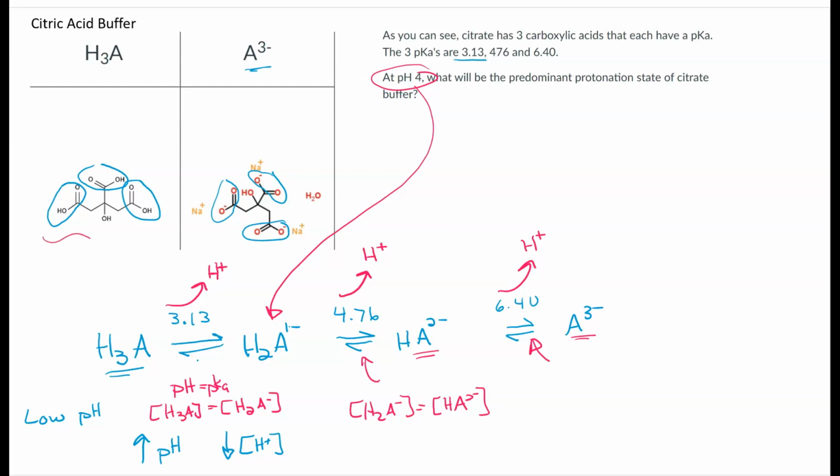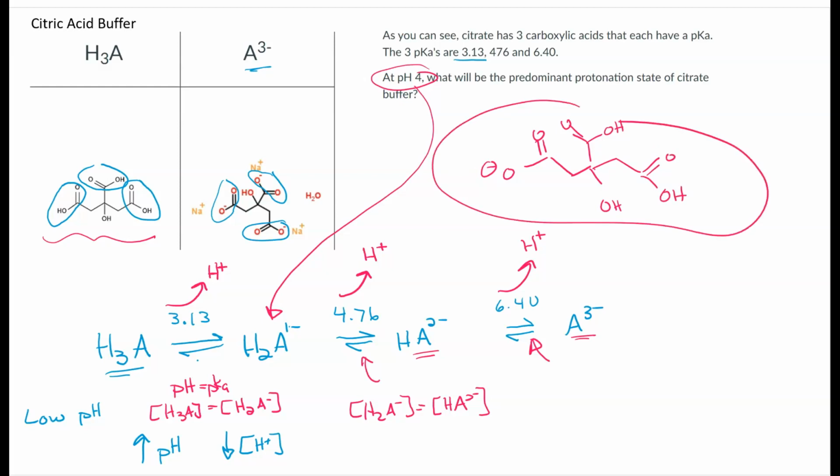I'm not going to worry so much about which carboxylic acid loses a proton, because I didn't give you that information, but basically the structure will be H2A1-, and it will have 1 carboxylate, and the other 2 carboxylic acids will remain in the protonated state. So this is our answer.